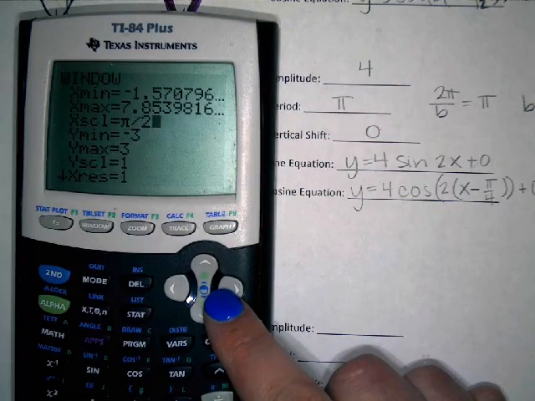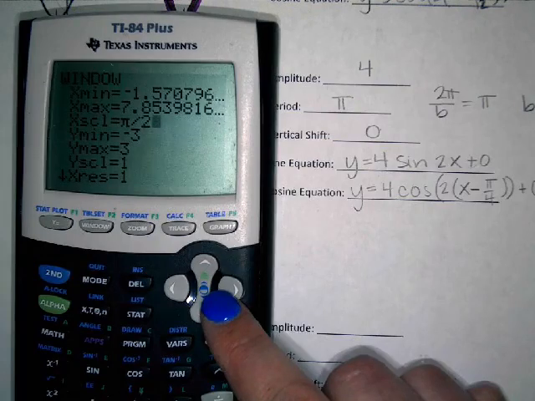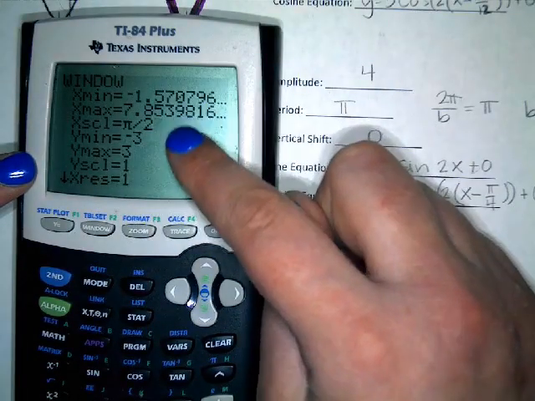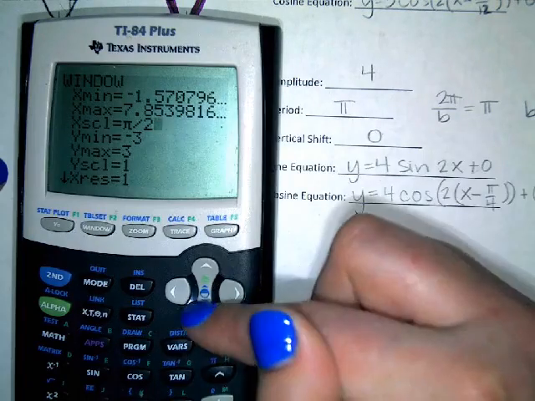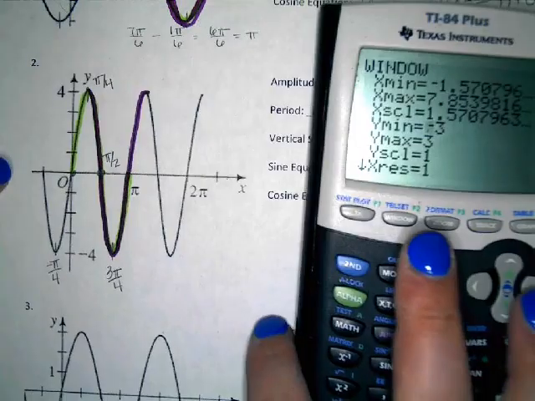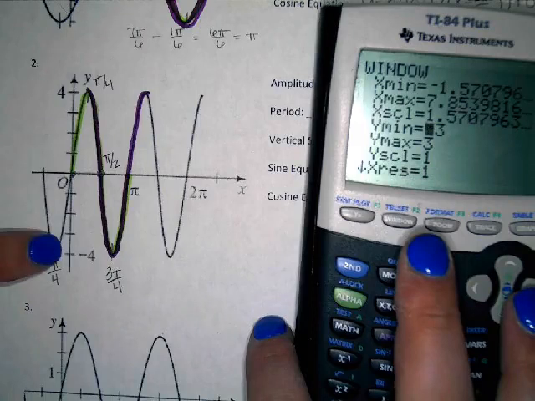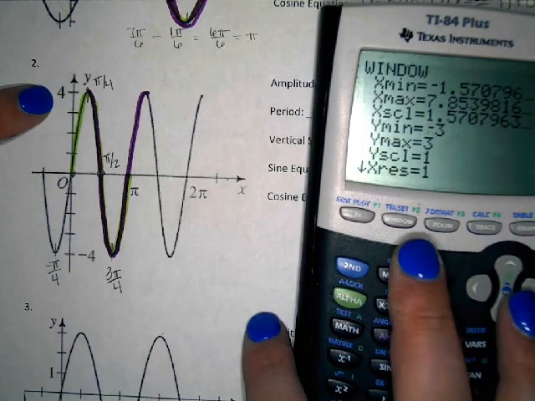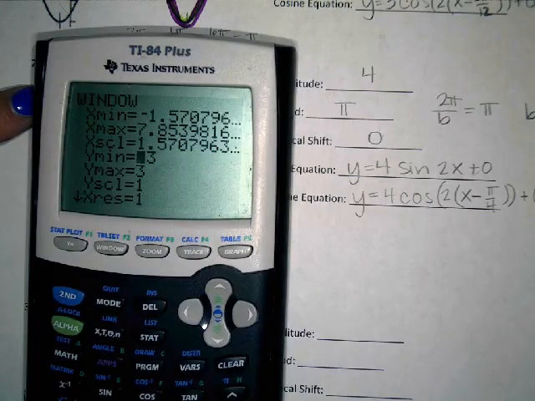Do I need to repeat any of these for how I did my window? For my y, what should I do? Negative 4 to 4. And then what should my scale be? 1. It went by ones. Okay. So we'll go ahead and graph this, and it should look exactly the same.